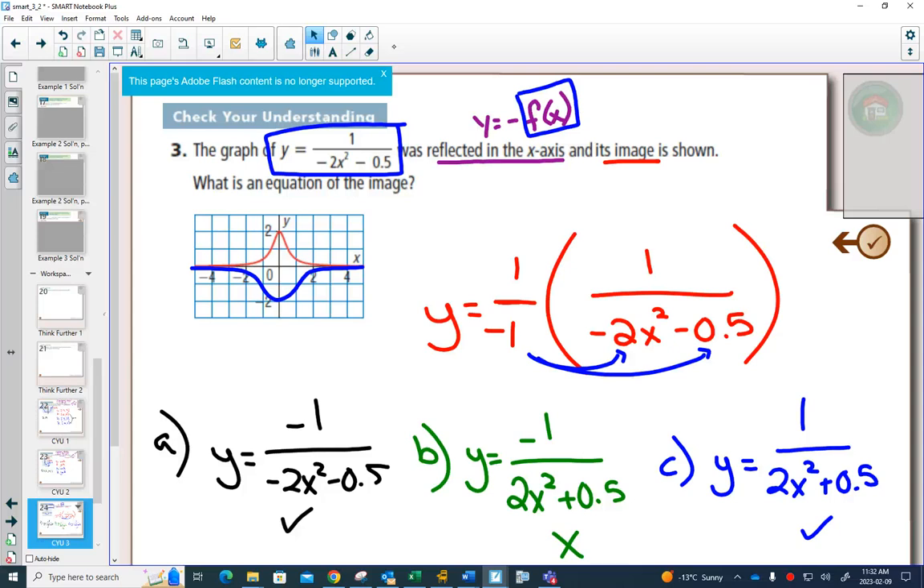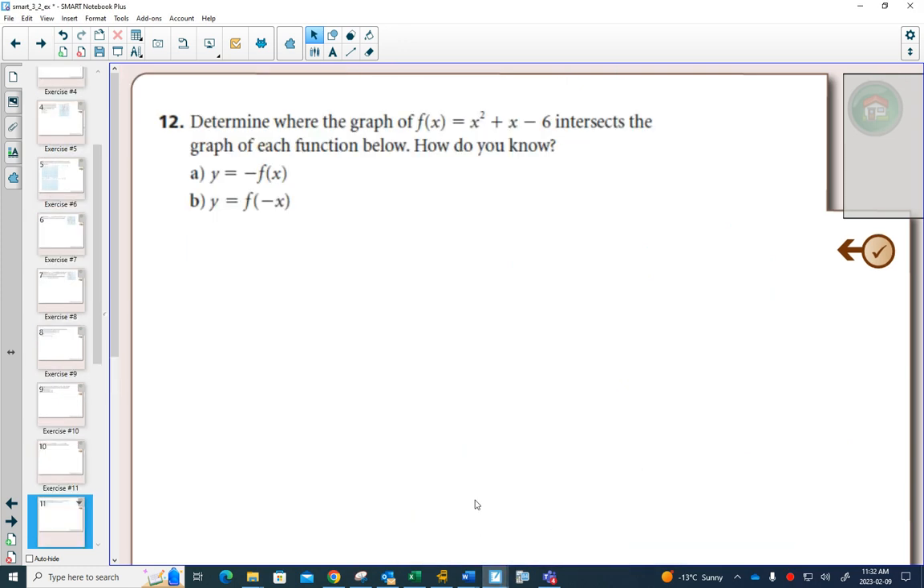Questions to do for this one are 7, 8, 9, and 12. And we are actually going to do 12 together right now. So I'm going to get you to circle those 4. And then turn to example 12.